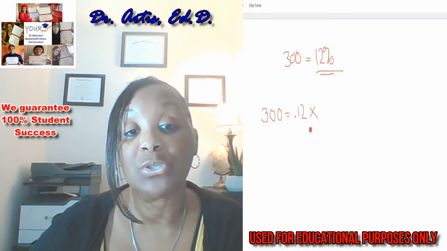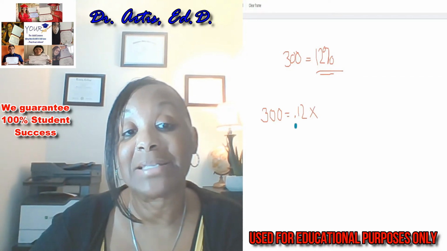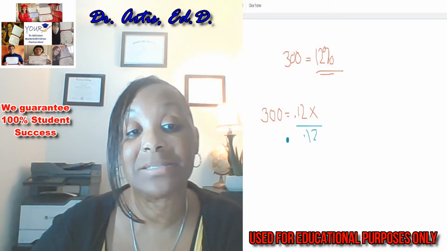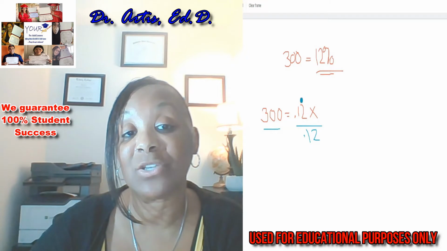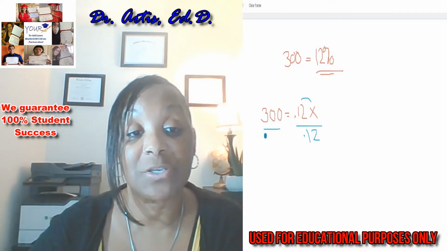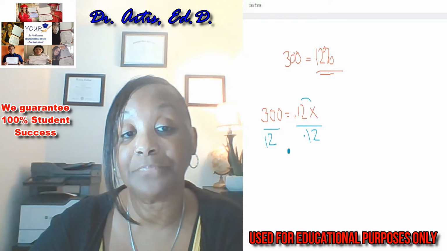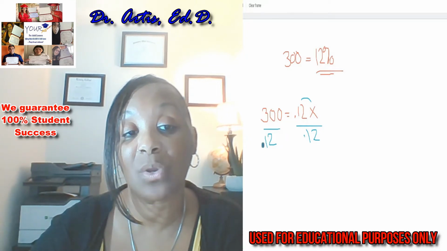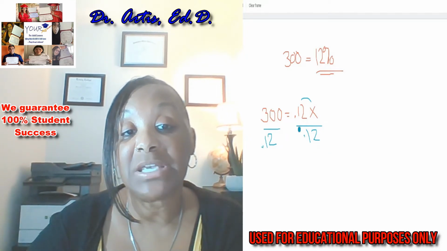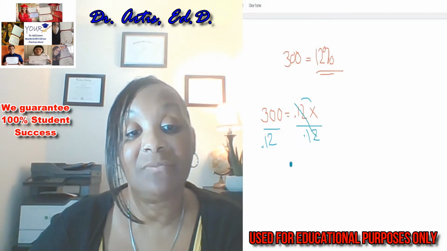So now, in order to solve for x, we need to divide both sides by 0.12 to get rid of this 0.12 that's beside the x. This means multiplication, so we have to divide, which is the opposite of multiplication. And what we do on one side, we must also do on the other side, okay? That's going to be a decimal. So the 0.12 will cancel out, leaving us with x.